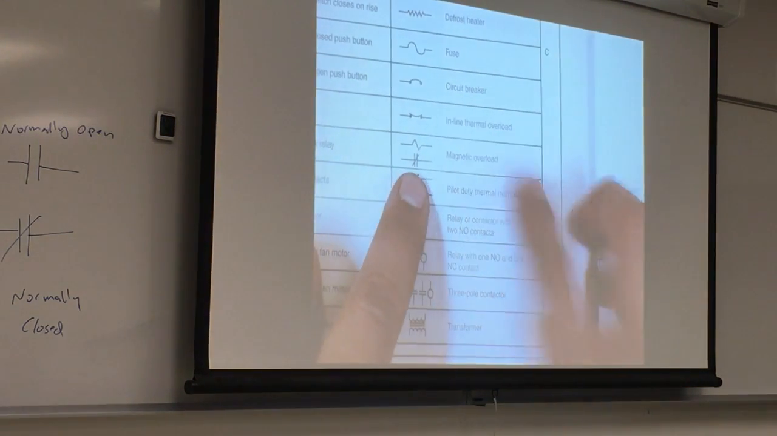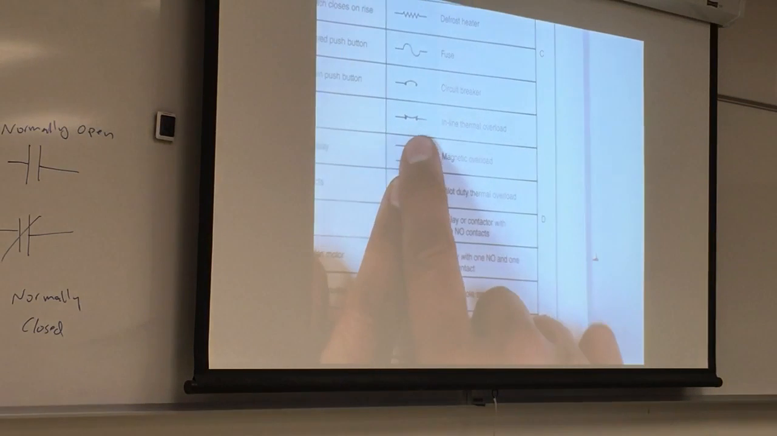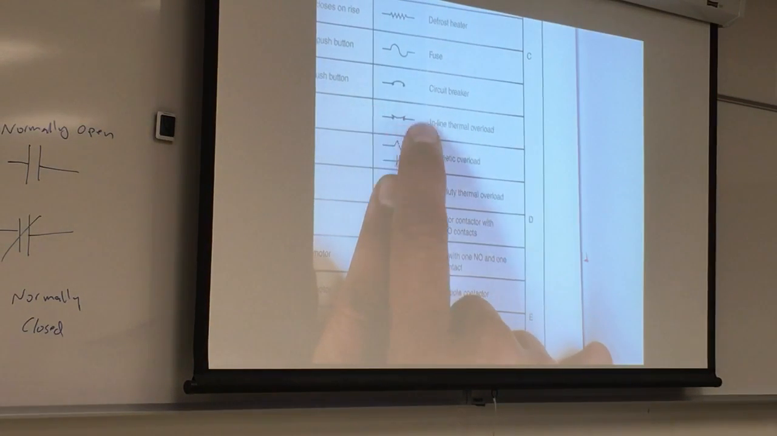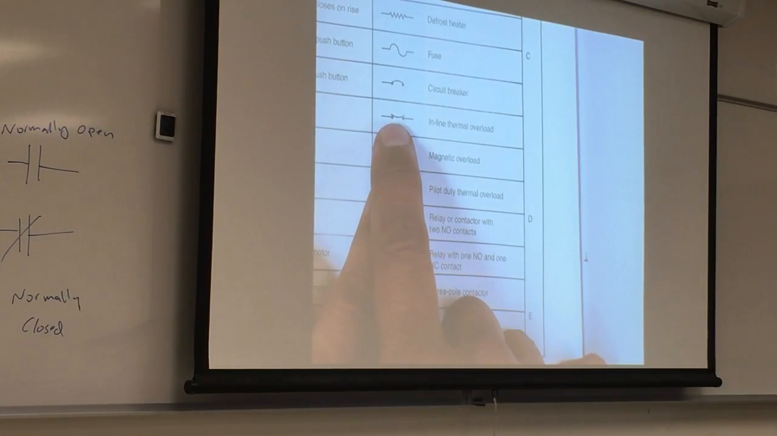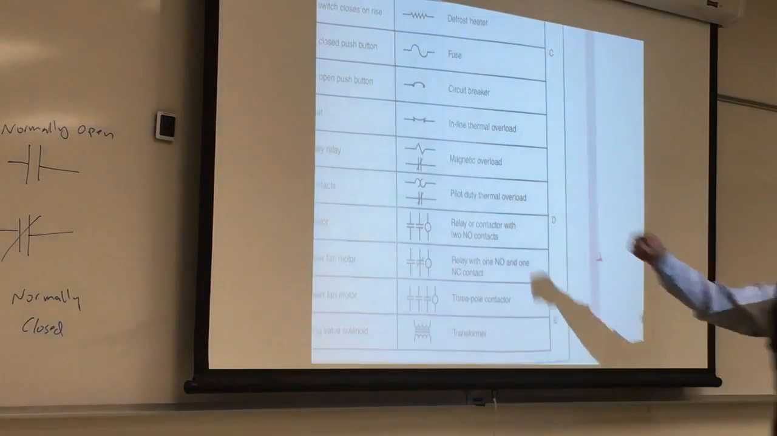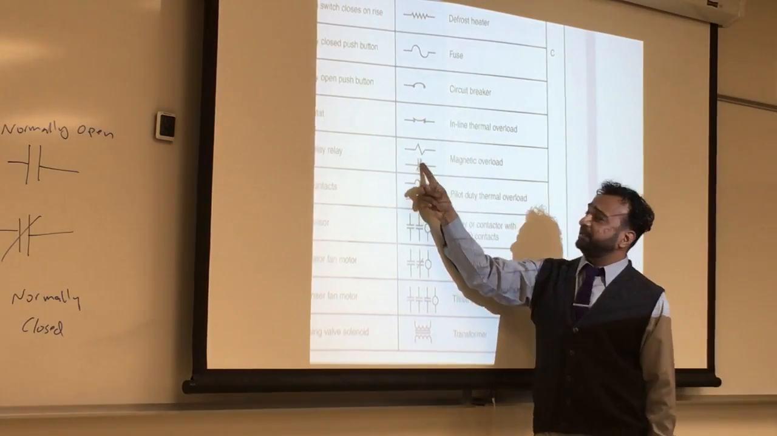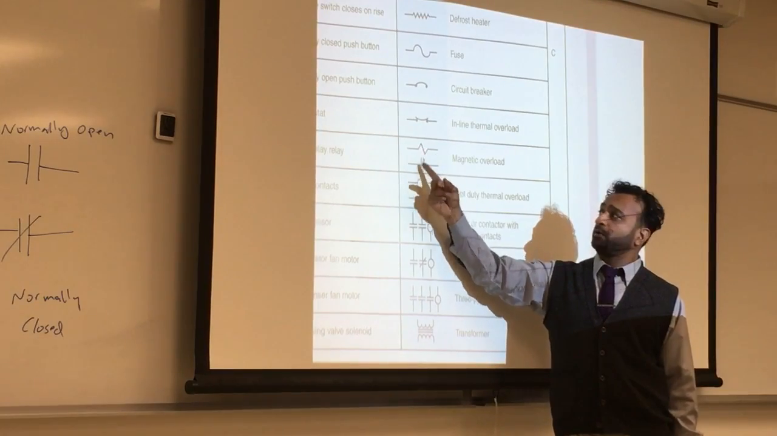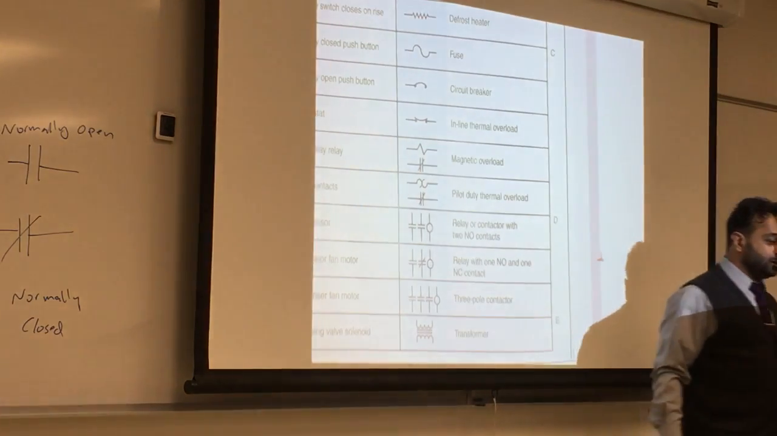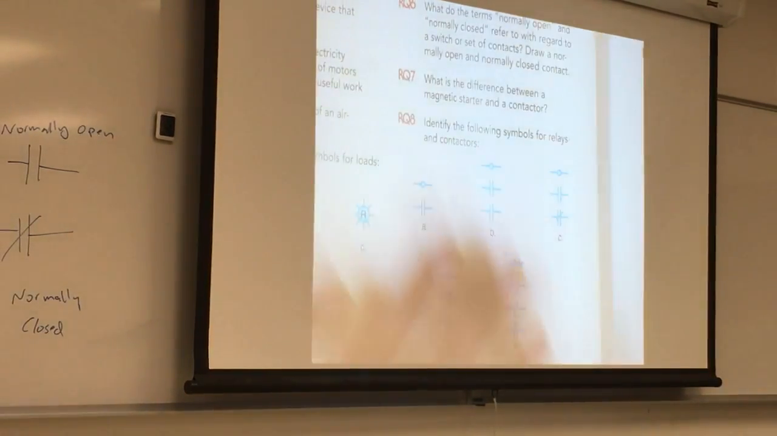This is a thermal overload. And if you notice here, this little arch thing looks like a smiley face. It looks like an angry eyebrow. It's not a smiley face. That's when it's hot, it will pop open and disconnect the switch. The magnetic has a coil, and the coil will open the relay when it's energized.